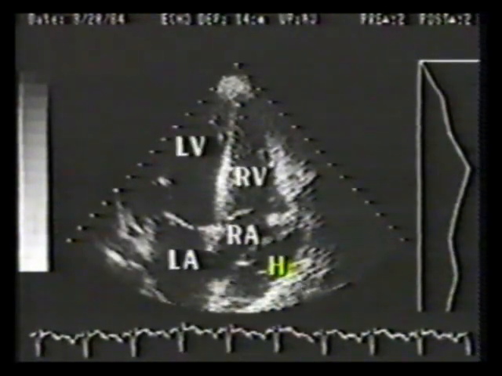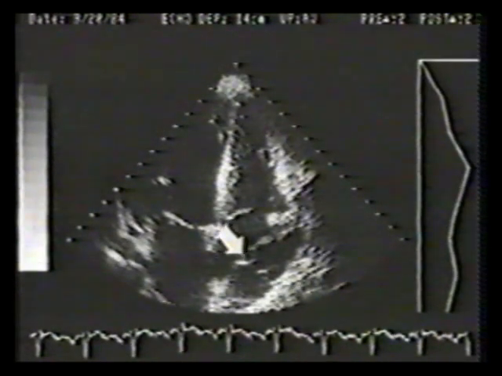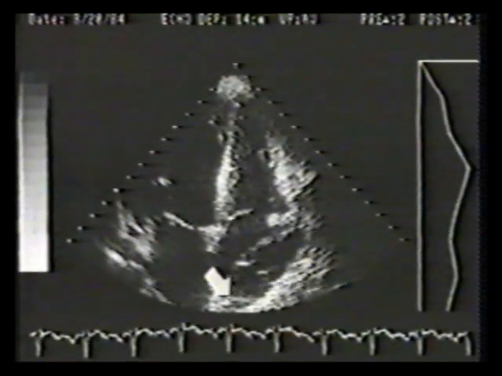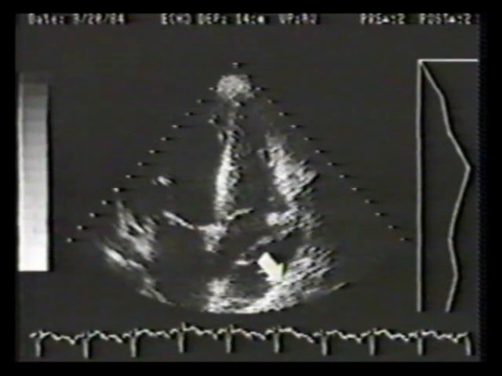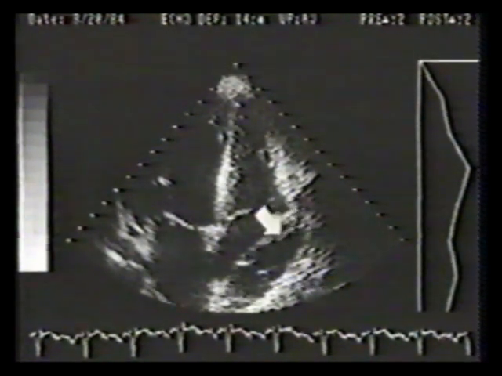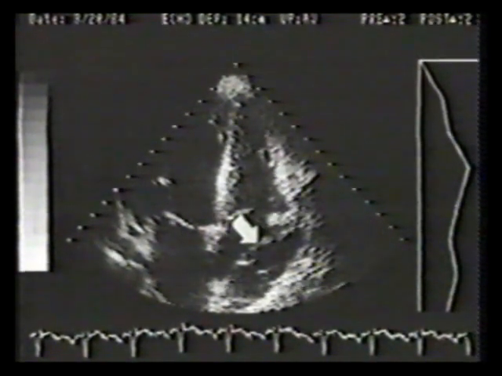This is the apex up 4-chamber scan. Note that the hematoma is localized posterior to the right atrial cavity. This cystic mass compresses the right atrial cavity and compromises the right ventricular inflow. This is a very typical location for the perioperative hematoma.